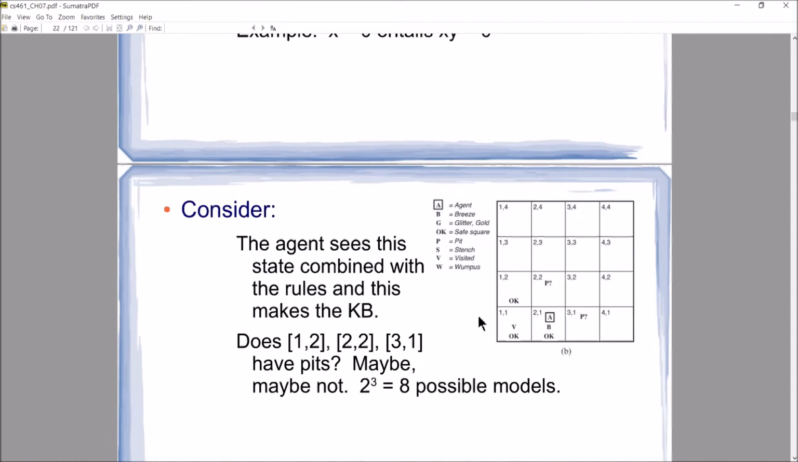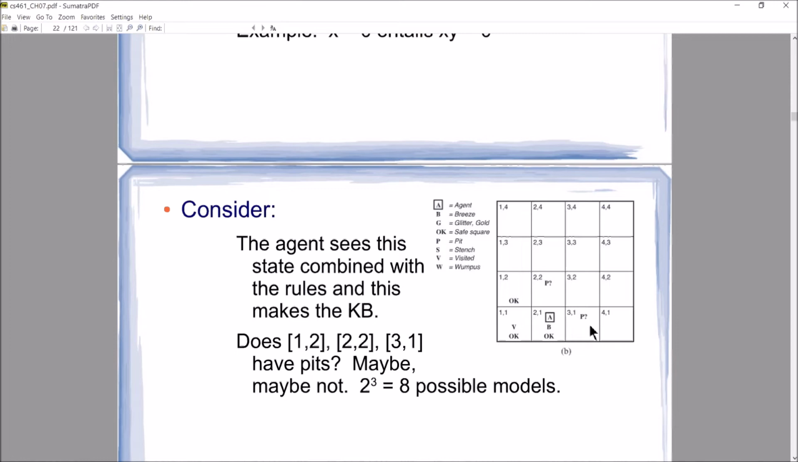So, it's all going to be based off of what values we assign to certain variables, right? So, is there a pit in 1, 2? Is there a pit in 2, 2? Is there a pit in 3, 1? Okay? Now, have some variable A represent 1, 2. Have some variable B represent 2, 2. Have some variable C represent square 3, 1.